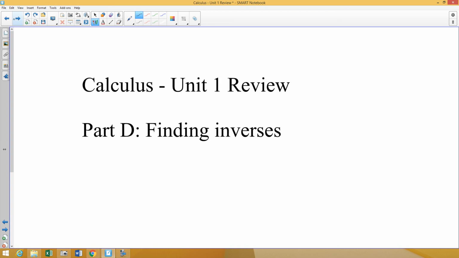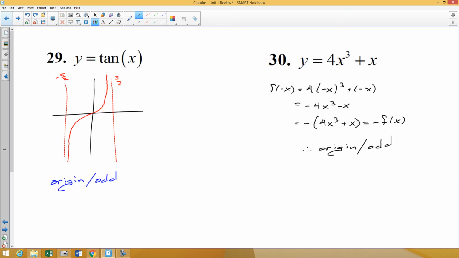Were you good? I don't know, is that the last one? That is the last one. So there are your even, odd, or slash y-axis origin symmetry tests.